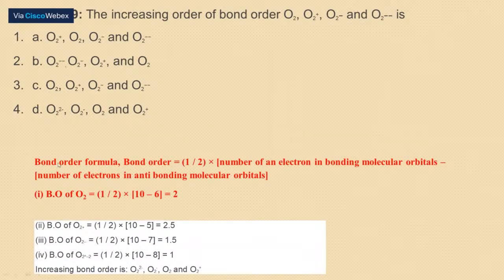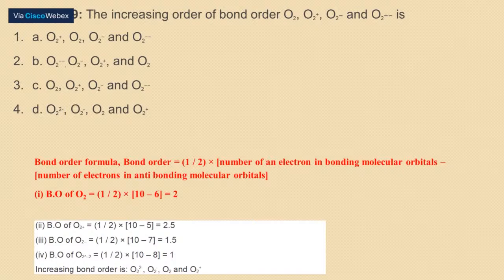So how to know the bond order? The bond order formula is bond order equals one half of the number of electrons in the bonding molecular orbital minus the number of electrons in the anti-bonding molecular orbital. Once you know this, we can find the total number of electrons in the oxygen molecule.